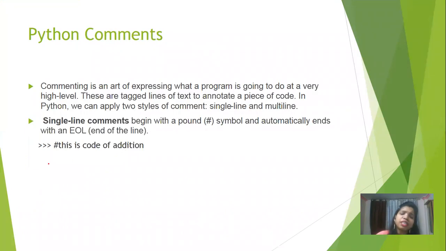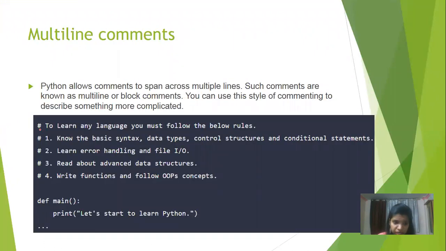Now next is how to write a comment and what is the need for a comment. If there are big programs, comments make it easy for any third person to understand the program. A comment can be written with a hash sign, the pound sign, and it automatically ends at the end of the line. You can write multiple-line comments. See here, every line starts with a hash. Hash indicates it is just a comment. So you can write single-line or multiple-line comments, but remember comments start from the hash.